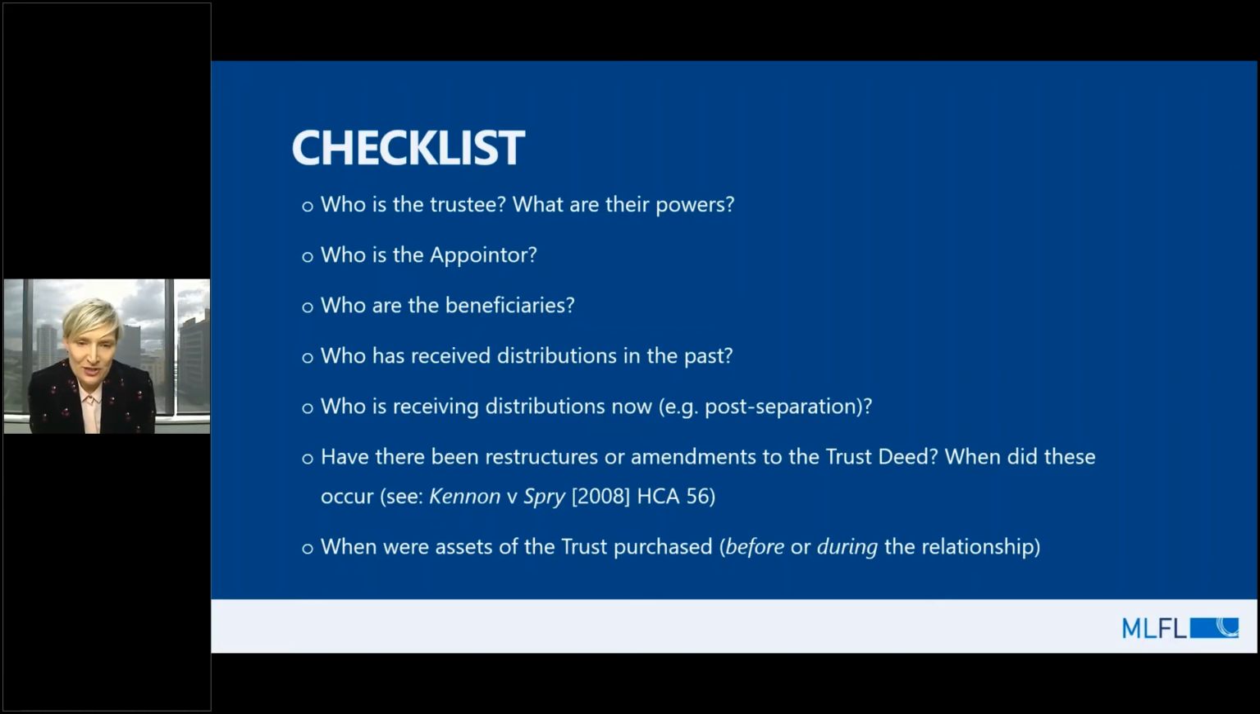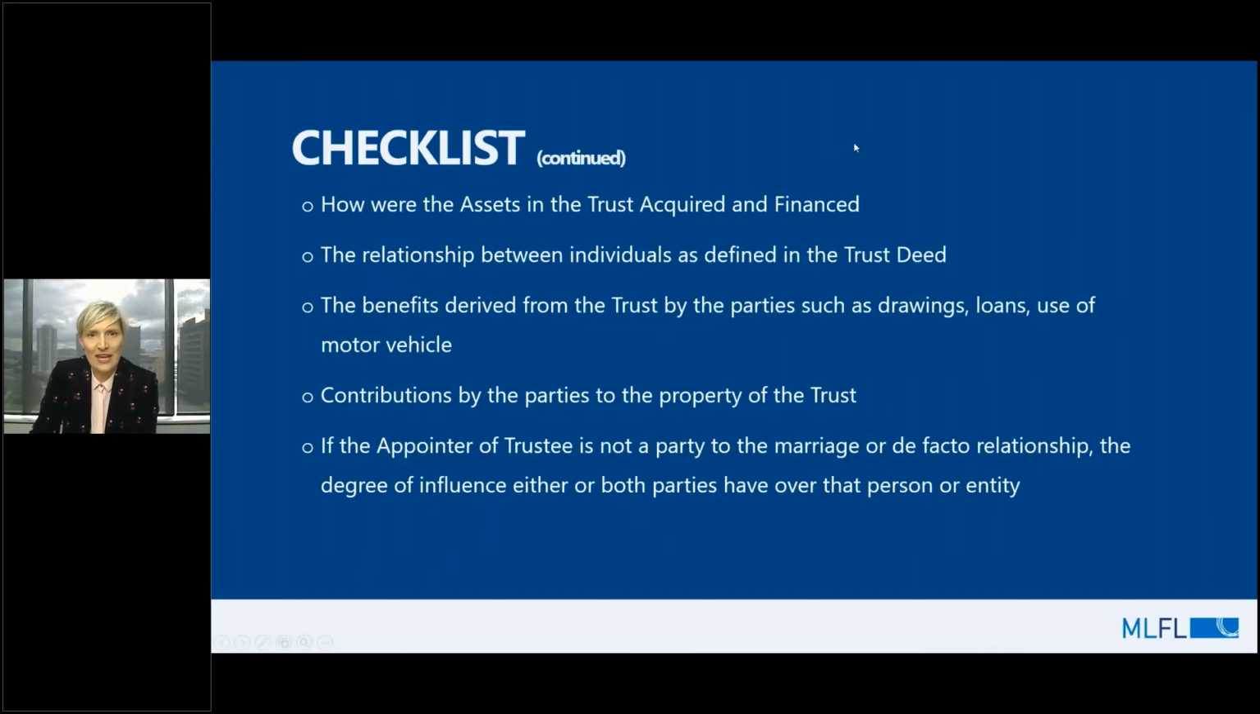When were the assets of the trust purchased, before or during the relationship? How were the assets in the trust acquired and financed? That's particularly so if it's a case, for example, where the former matrimonial home might be collateral security for the property of the trust. The relationship between individuals as defined in the trust deed.